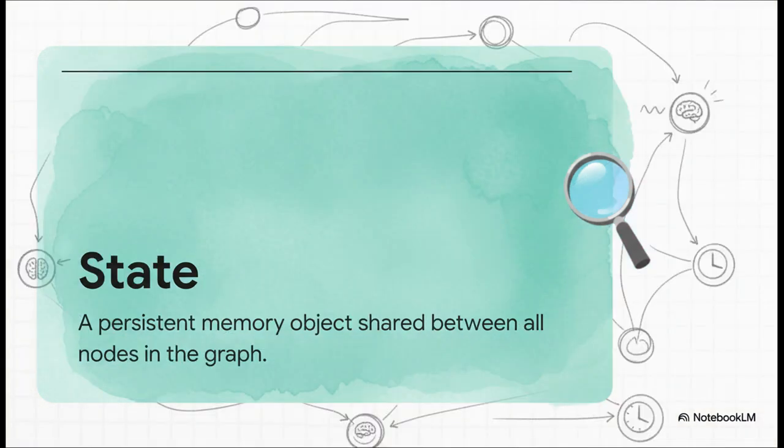And finally, the most important part, in my opinion, is the state. This is the shared memory object that gets passed between all the nodes in the graph. Every node can read from it and write to it. It's the persistent memory that allows the whole system to have context and build upon previous steps.